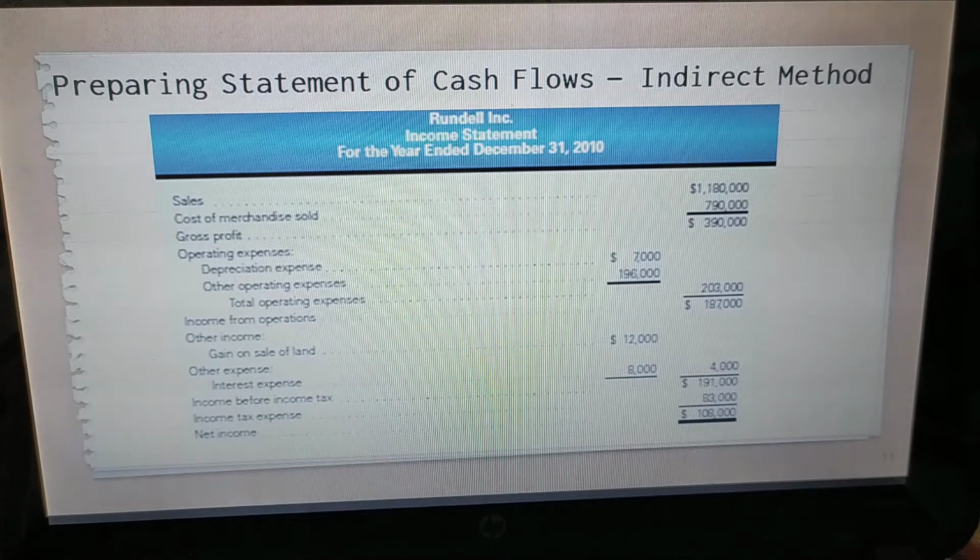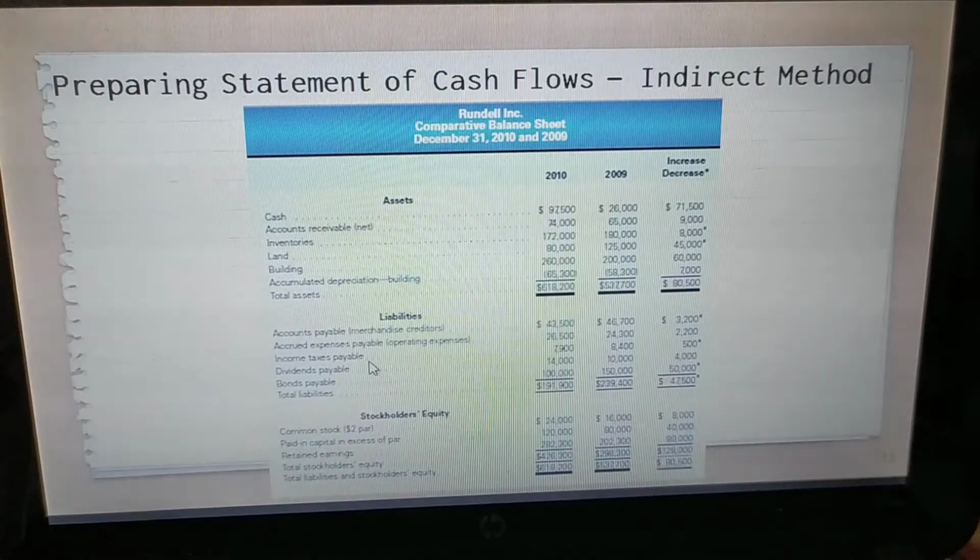So this is the data that will be given when we want to prepare the statement of cash flows. The first one is the income statement. For the income statement, please focus on the net income, the depreciation expense, and the gain or loss. Please remember to focus only on those three accounts. And then you will be given a comparative balance sheet for sure.